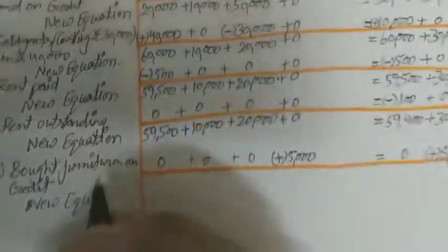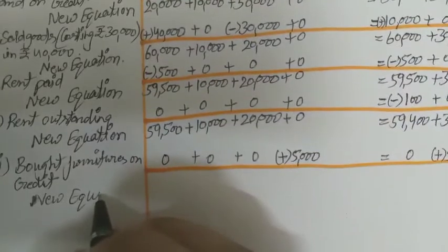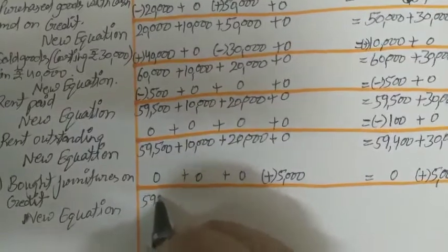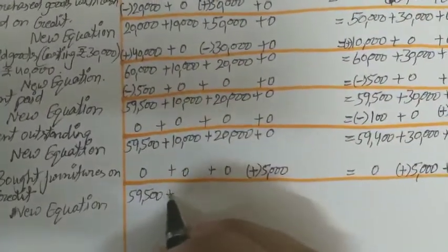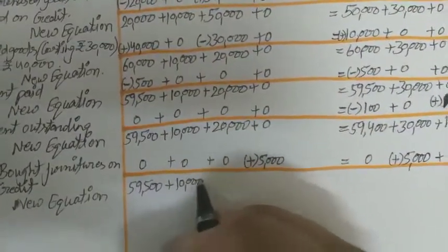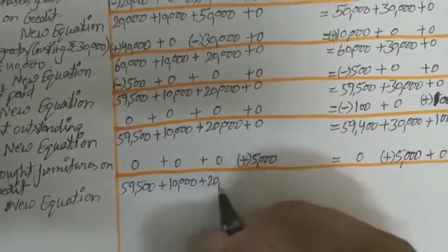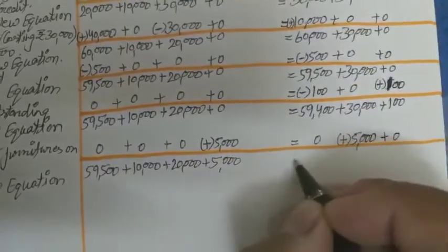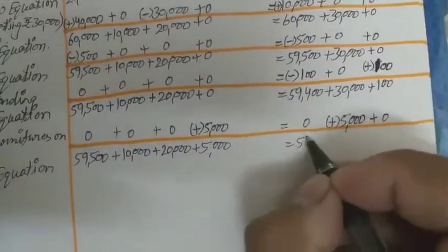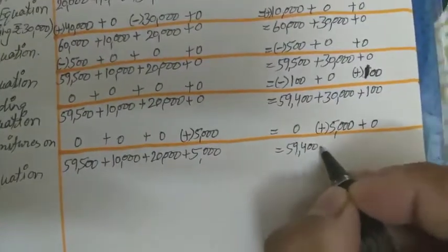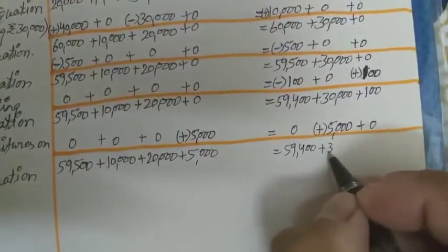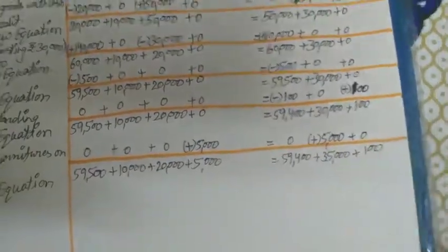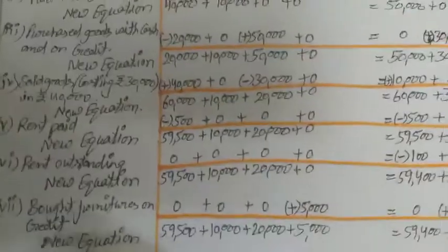New equation. 59,500 plus 10,000 plus 20,000 plus 5,000 is equal to 59,400 capital, plus we will add this, so 35,000 total, and plus 100 rupees outstanding expenses. Balance is still left.